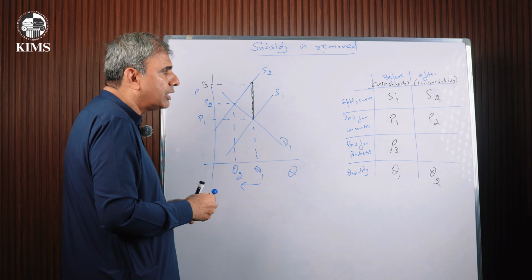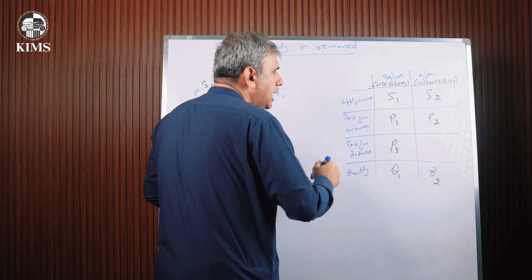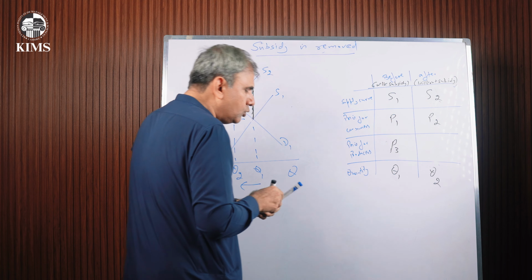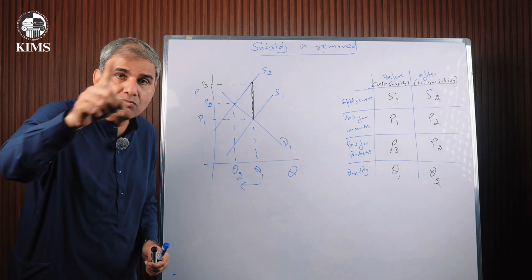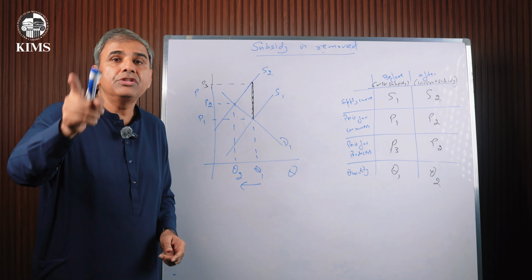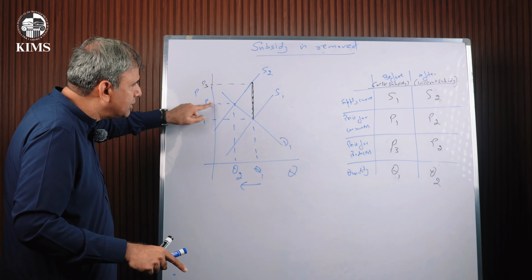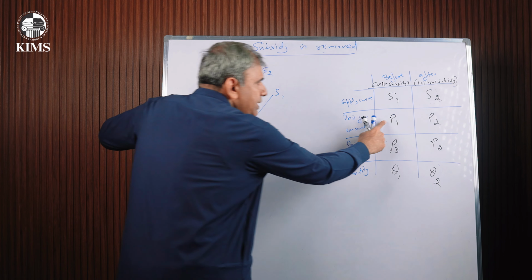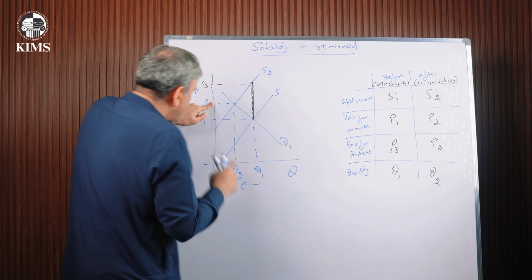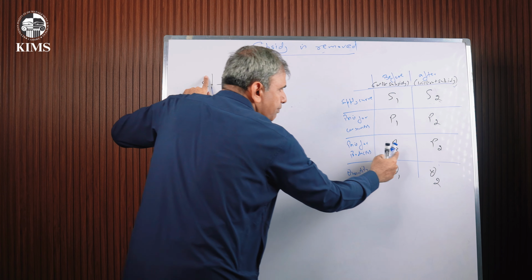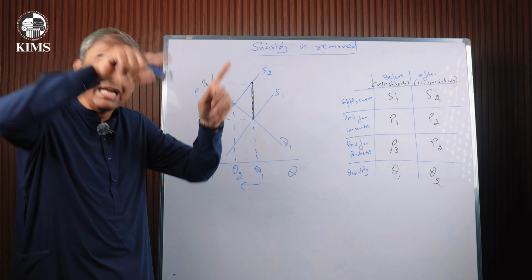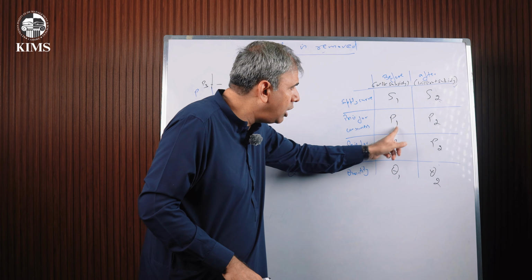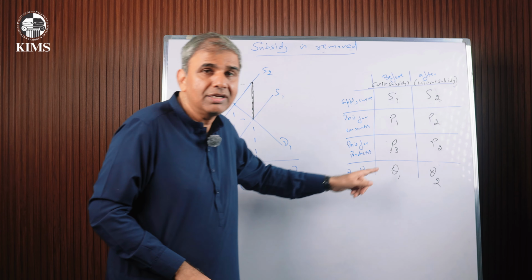price paid for the consumer is P2, it is the same for the producers, and that is P2. So when subsidy is removed, price for consumer rises from P1 to P2, price for the producers falls from P3 to P2. Quantity falls. And when subsidy is granted, price for consumers falls, and price for producer rises.